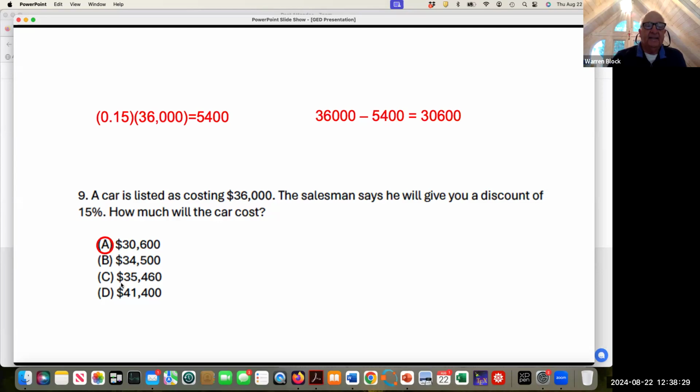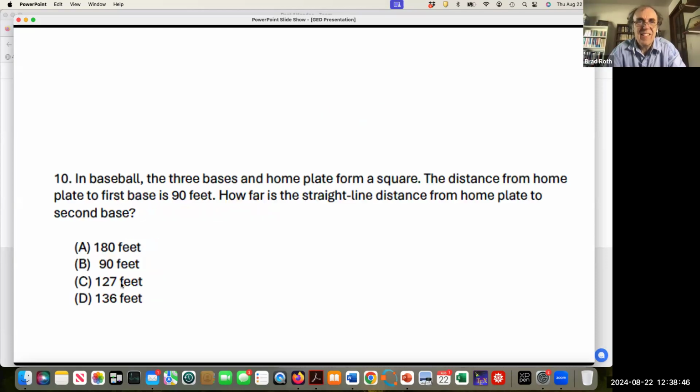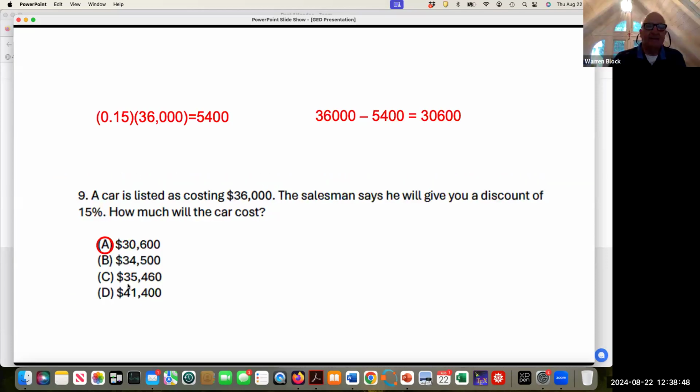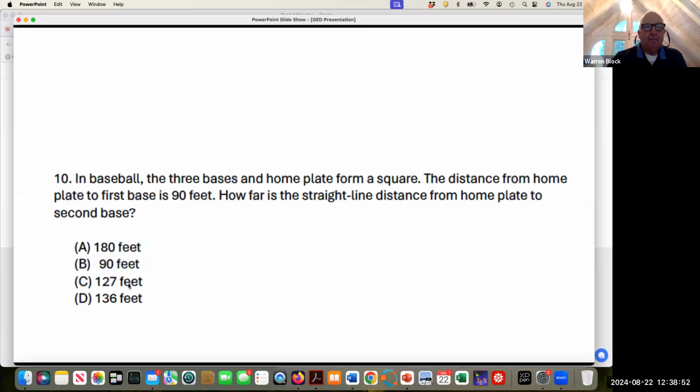And again, looking at the answers, you can rule out 41,000 pretty quickly, and the other ones also, depending on their level of experience in buying and selling things. 41,000 is more, and it's a discount, so that would be wrong. Next one.